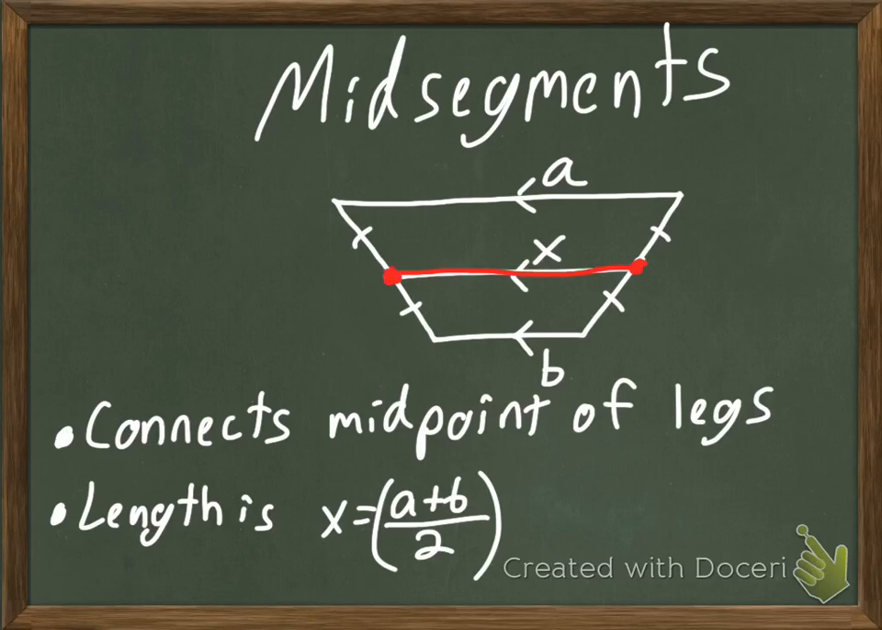The midsegment is parallel to both bases. To find the length of the midsegment, what we do is we add our two bases together and then divide them by 2. So our midsegment length is the average of our bases.